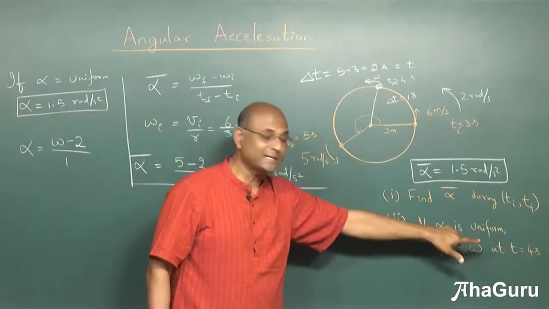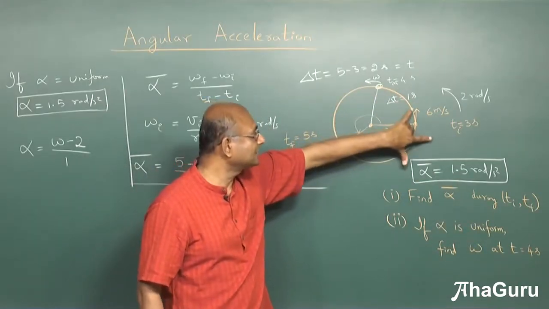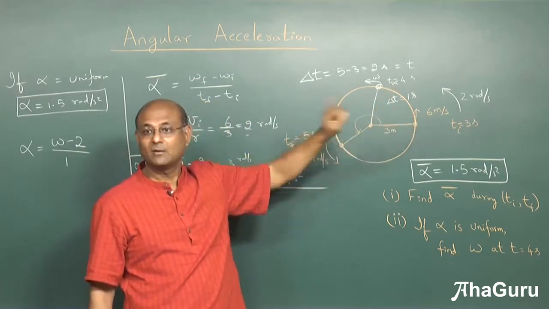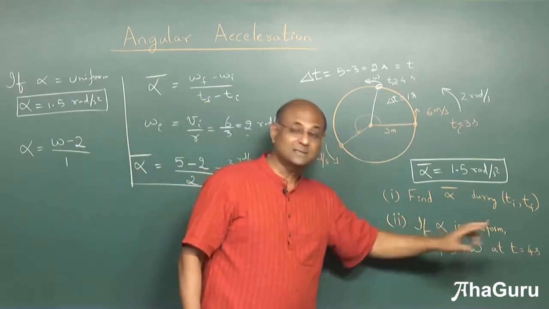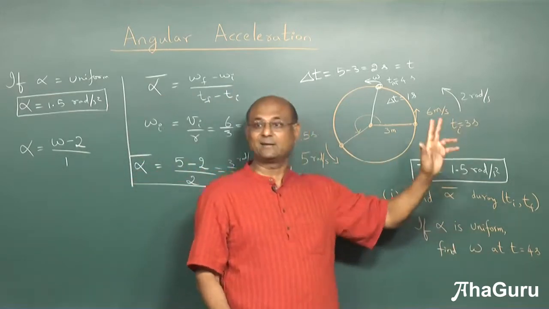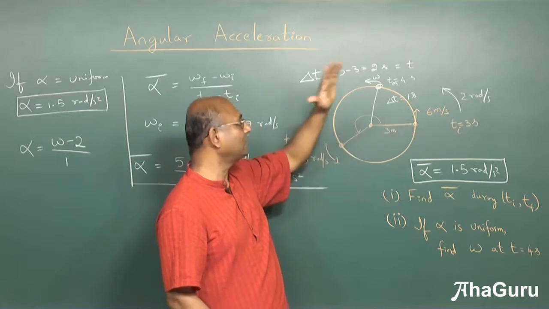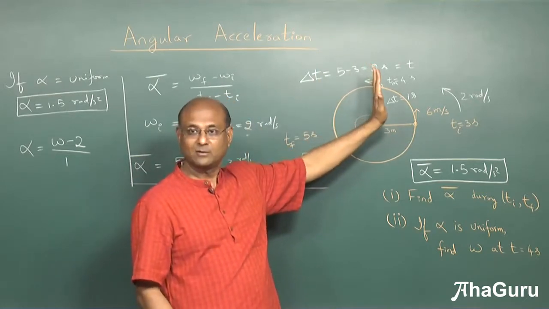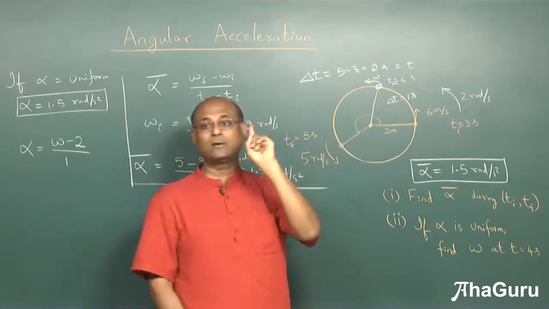But the time interval is 1 second because t equals 4 seconds, and this is t equals 3 seconds. What is the time interval? 1 second. Don't assume that this is 4 seconds of time interval. This is the 4th second. That is t equals 3. This is t equals 4. Okay? So that means the time interval is only 1 second.